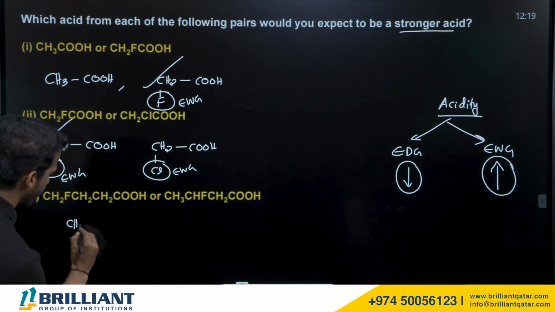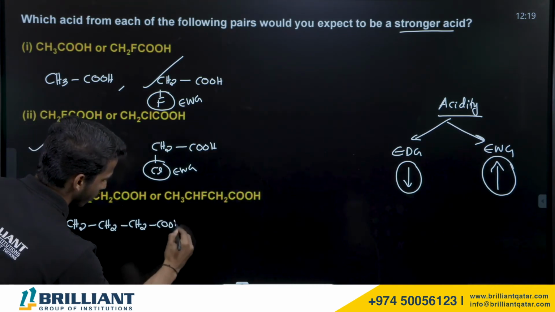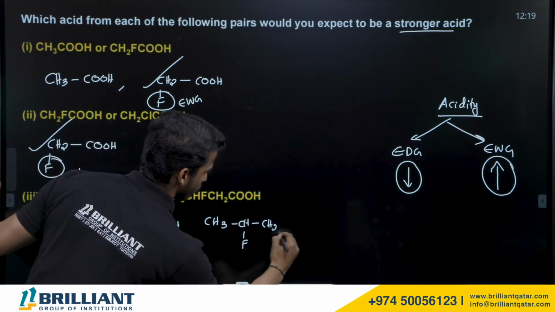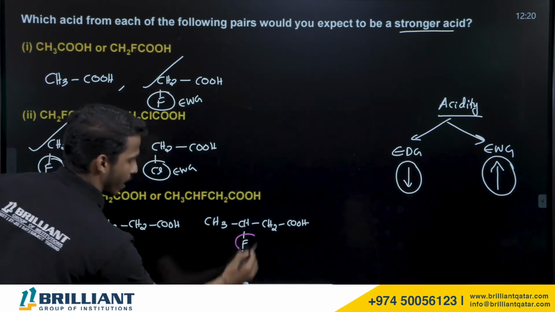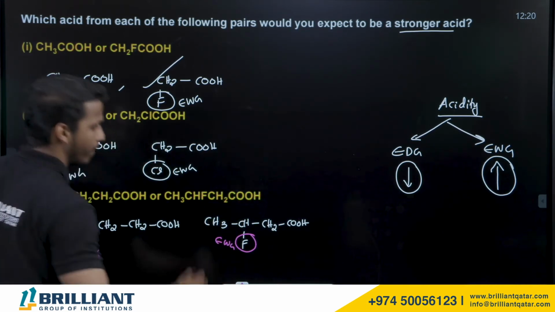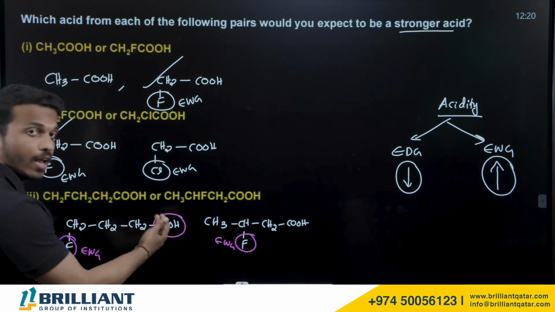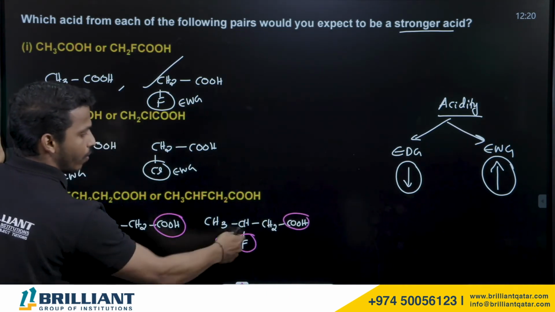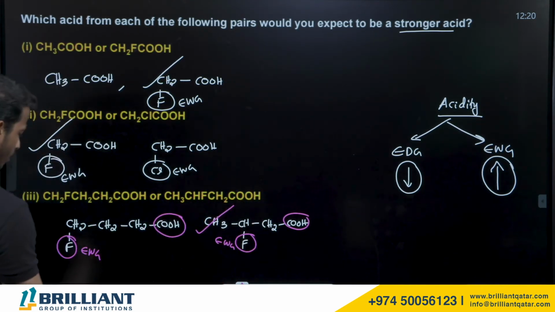What about here? CH2F CH2 CH2 COOH. The other one is CH3 CHF CH2 COOH. In this case, you can understand that both cases have fluorine. Both are withdrawing groups, right? Even the same group. But how can we predict the acidity? In the first compound, the acid and fluorine are far away, so its effect is lesser. But here fluorine and acid are very close, so the electron withdrawing power is greater. Electron withdrawing group increases acidity, so it is more acidic.